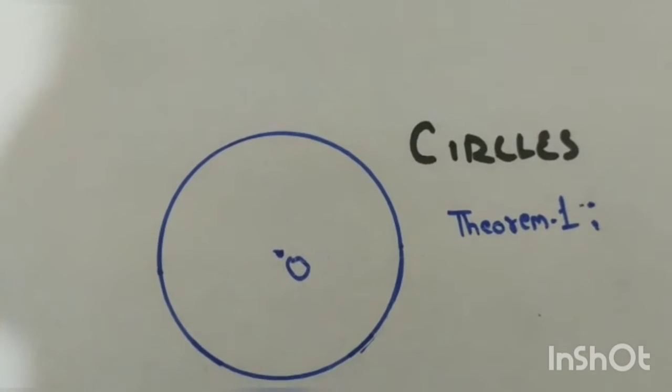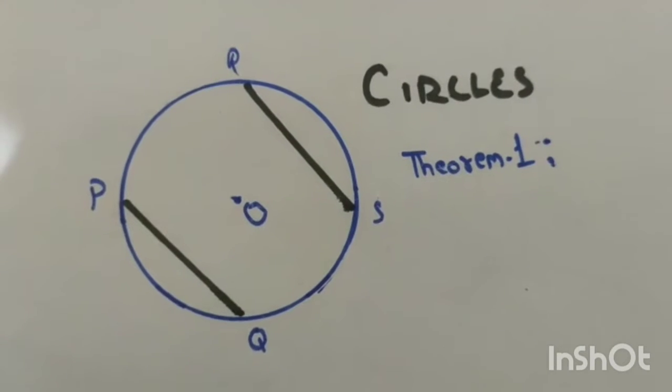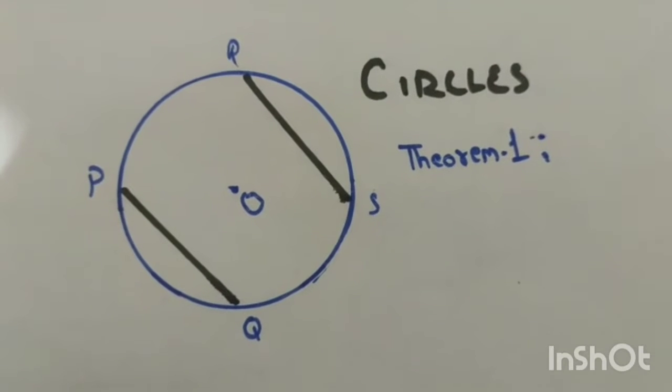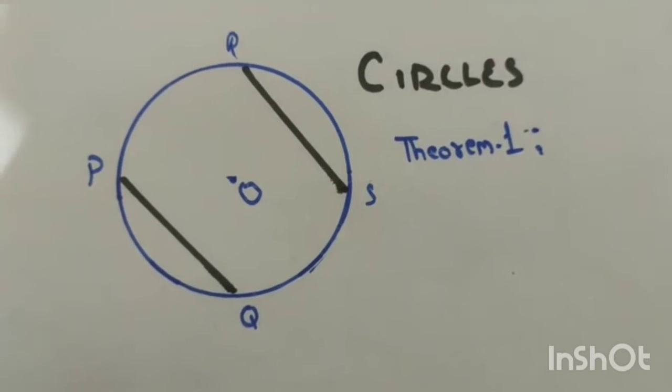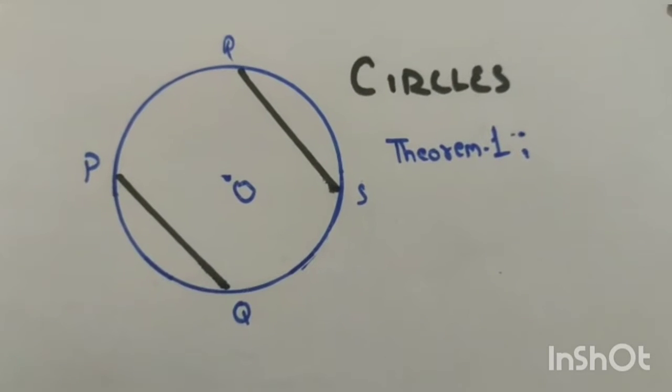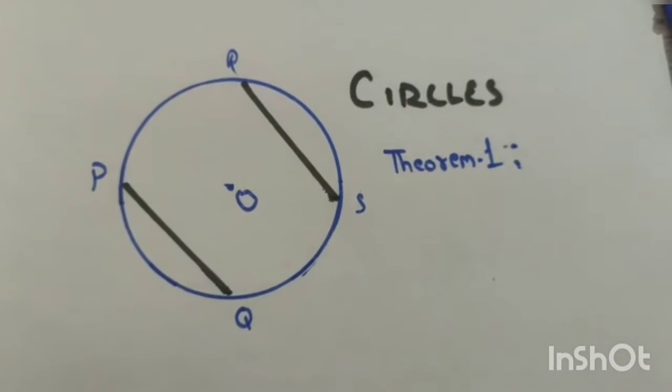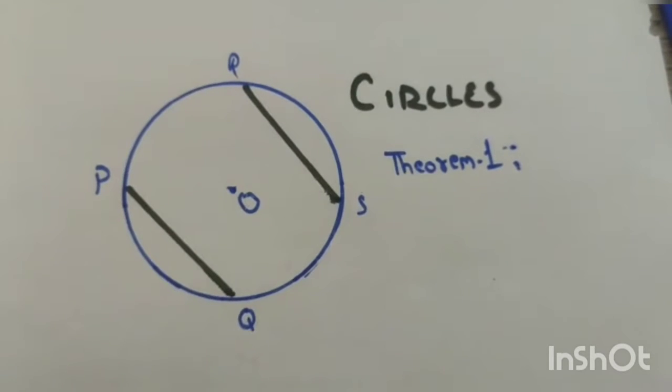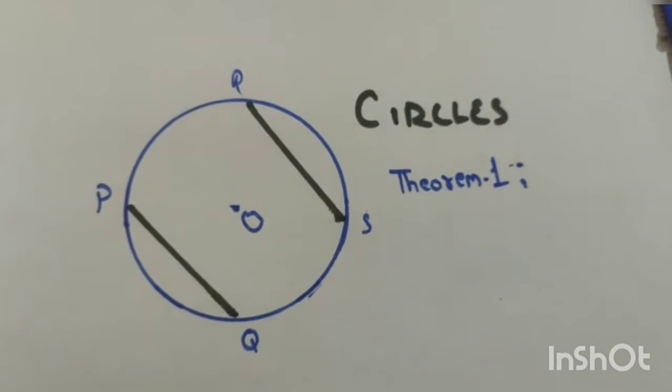So let's draw two chords. Here I have drawn two chords PQ and RS, and if you take a closer look, you will notice that both these chords are equal. So chord PQ is equal to chord RS, and if you don't know what a chord is, then you can check out our other videos in the terminologies of circles.